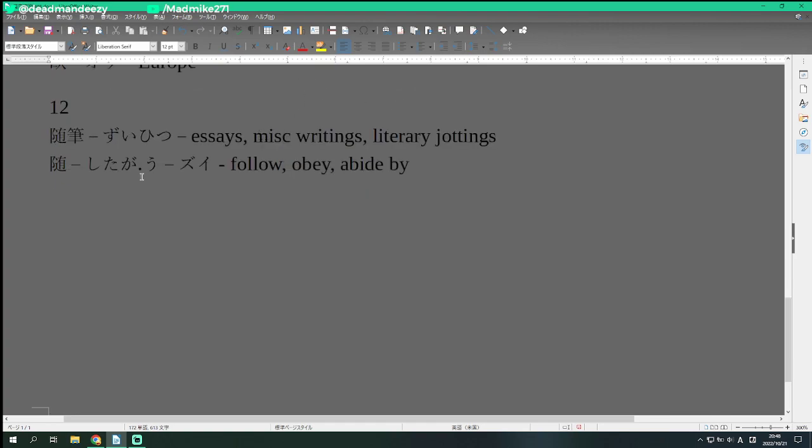And finally, number 12, we have zui hitsu. Zui on the left side is our new kanji for follow, obey, or abide by. Zui, hoka ni shitagau. We've already learned shitagau. It means to go by someone's orders or to follow someone.